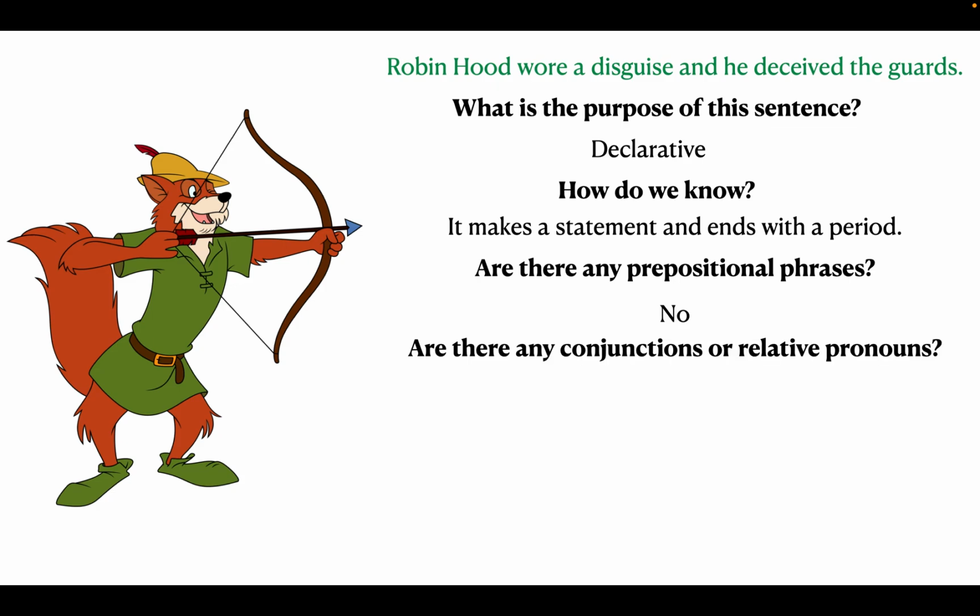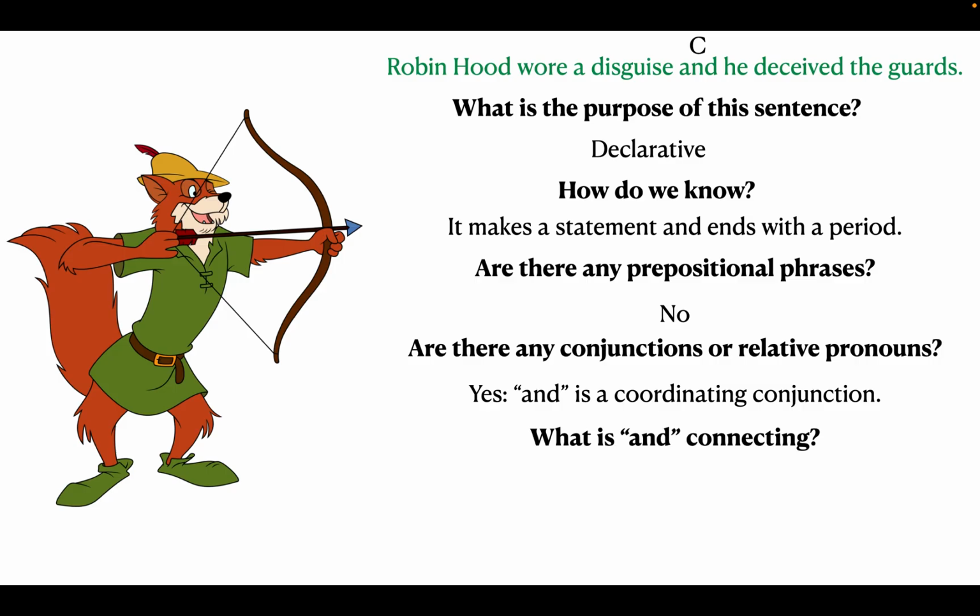Are there any conjunctions or relative pronouns? Yes, and is a coordinating conjunction. So we will label that with a C. And what is and connecting? It is connecting Robin Hood wore a disguise and he deceived the guards. So let's look at what we have on either side of our coordinating conjunction. Robin Hood wore a disguise. Does it have a subject and a verb? Yes. Does it make sense, and is it a complete thought?